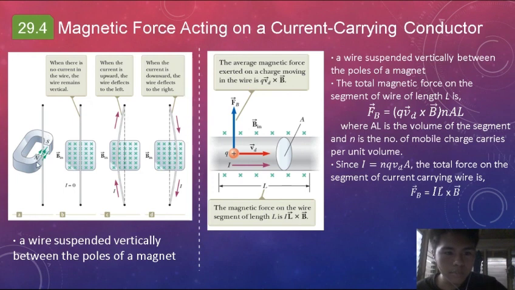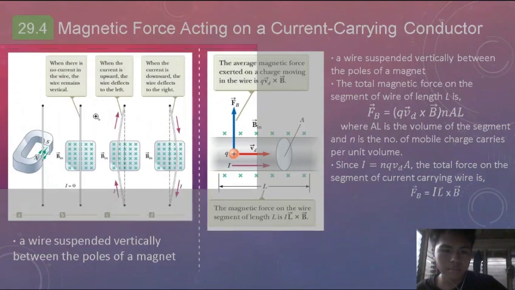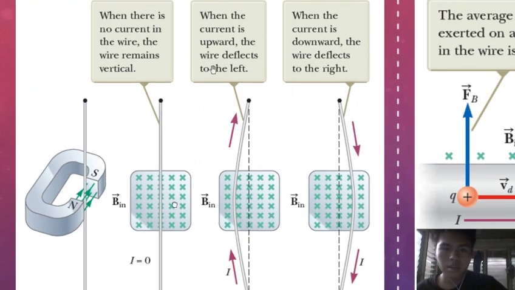As you can see, we have a horseshoe magnet, and in between the horseshoe magnet is a wire, a current carrying conductor. There is no current in the wire yet. We can view it from the side view. When there is no current in the wire, it remains vertical. So, it will still remain vertical when there is no current.